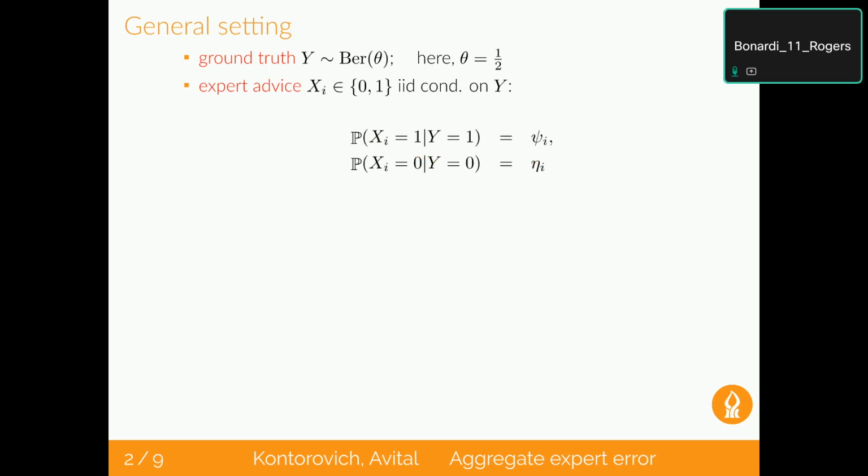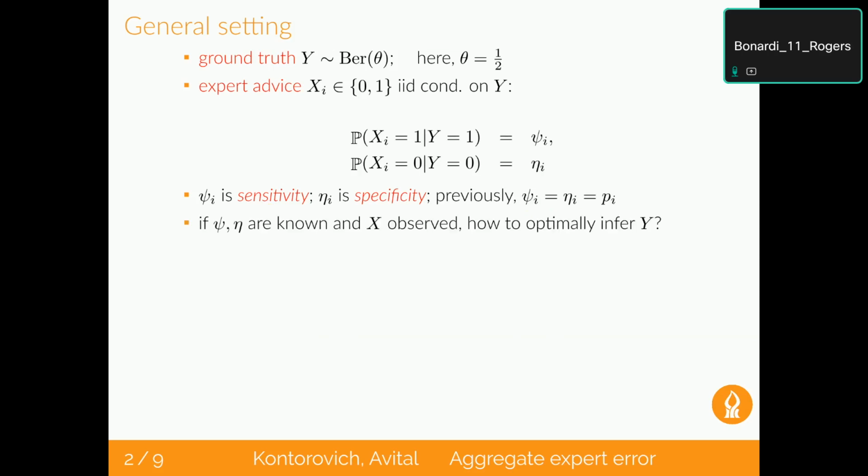So there are these false positive and false negative errors, or as we'll call them here, psi_i is the sensitivity and eta_i is the specificity. If you always say 1, you have great sensitivity but terrible specificity, and vice versa. So you want them both to be large. And on the previous slide, it was the symmetric setting, where psi_i equals eta_i equals p_i. Here I'm allowing more general errors.